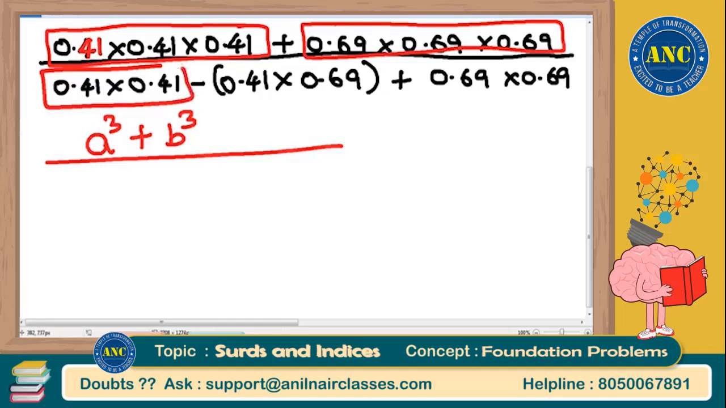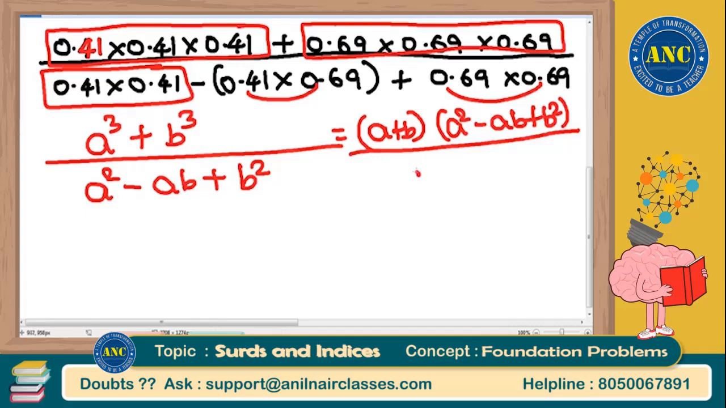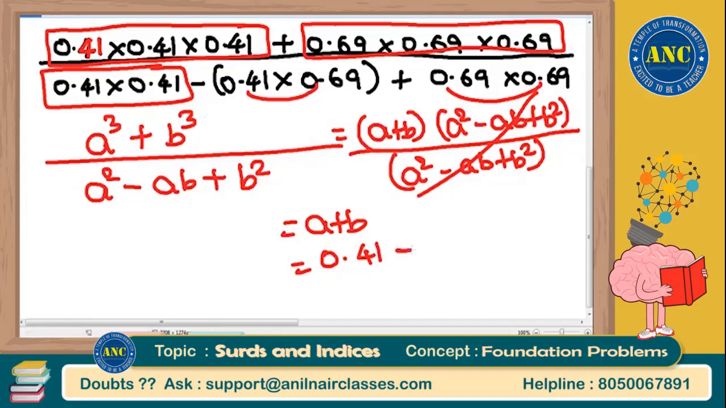So this term is a multiplied 2 times, a square, minus a and b multiplied, minus ab, plus b multiplied 2 times, b square. You already know the notation of a cube plus b cube: it is a plus b into a square minus ab plus b square. The same term is there in the denominator also, a square minus ab plus b square. Remove everything and you will be left only with a plus b, where a is 0.41, b is 0.69. 0.41 plus 0.69 is 1.1.